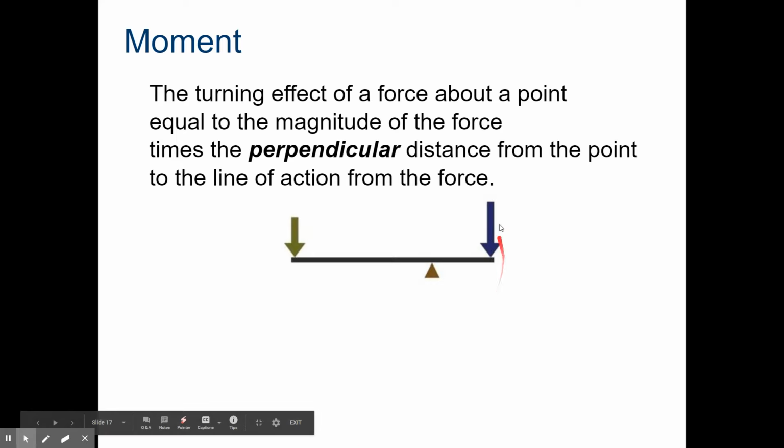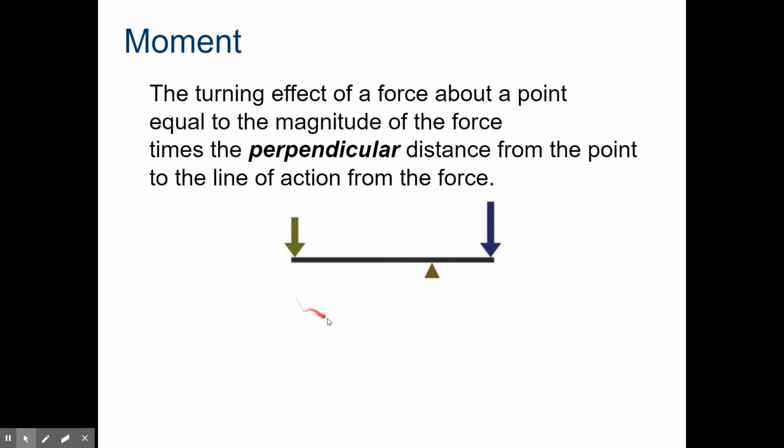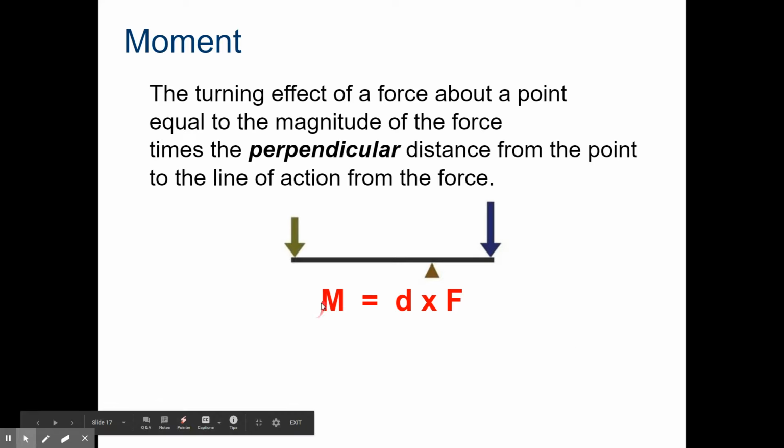So if I were to press down on this forever and ever, ignore gravity, this thing would go around in a circle. Same thing here, we would go around this in a circle. A turning effect. Here's the equation: M for moment equals distance times force. Your moment, or your turning force, equals distance times force.